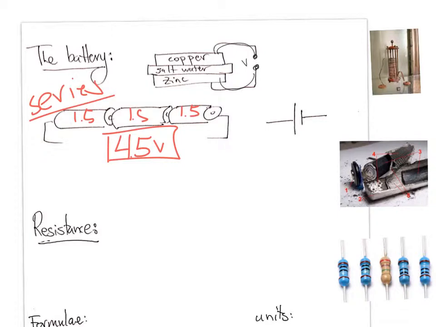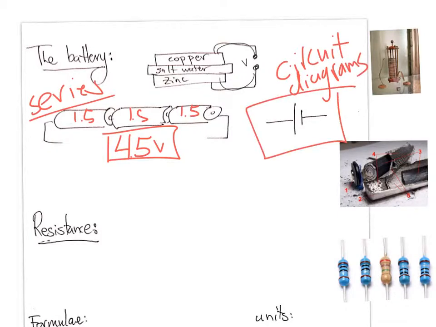And when we're making circuit diagrams, which we're learning about very soon, this symbol indicates a battery, and the long line is the positive terminal, and the short line is the negative terminal. Okay.